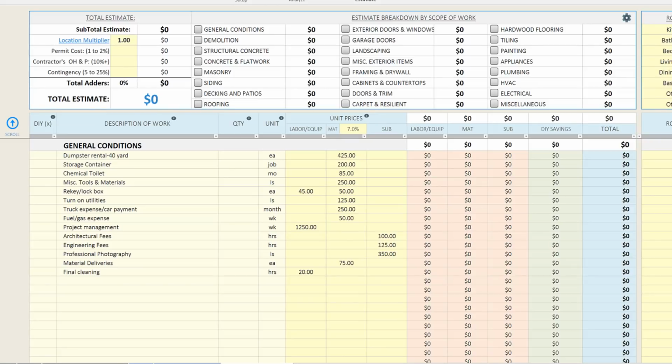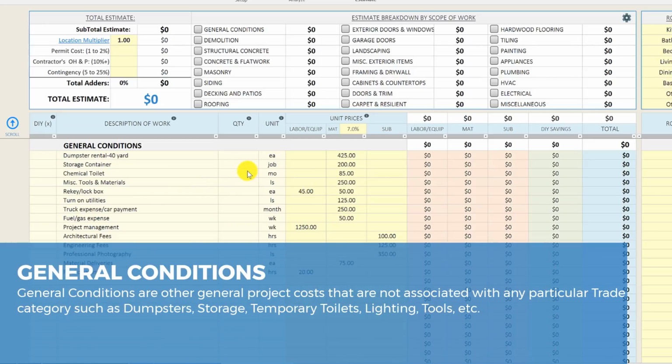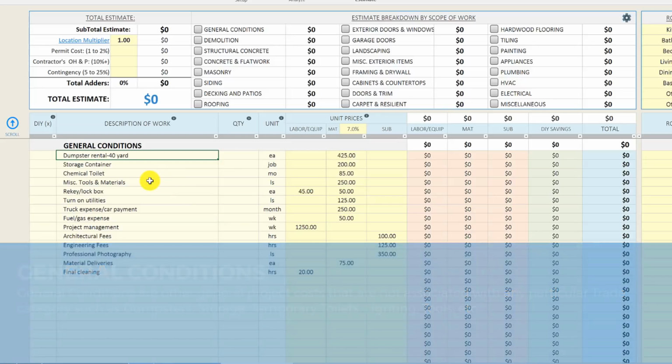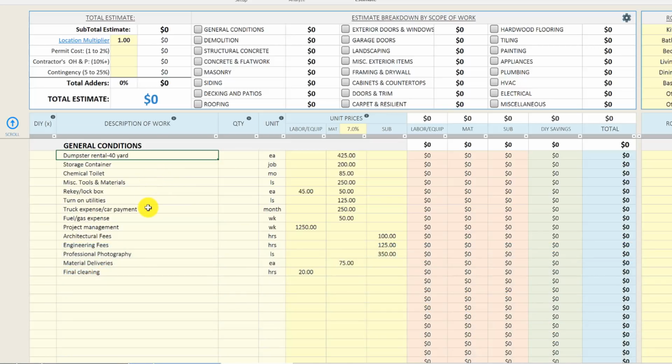So the very first category that we have in our repair estimator is general conditions. General conditions are repair items that aren't associated with any particular trade or any particular category. So you can see we've got dumpster rental here, we've got miscellaneous tools and materials, turning on utilities, project management, architectural fees, engineering fees, material deliveries, final cleaning, stuff like that. So that's kind of all of the miscellaneous items that you might have on the project that's not associated with any of the categories like demolition, roofing, siding, anything like that.